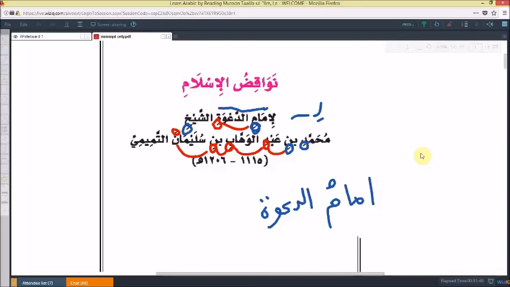You understand? The blue ones are majroor because of the li. The red ones are majroor because of idafa. Follow? This next page, you don't need to read it.